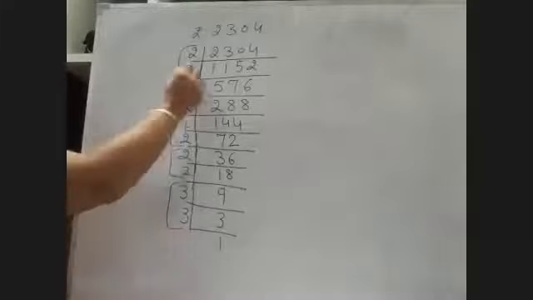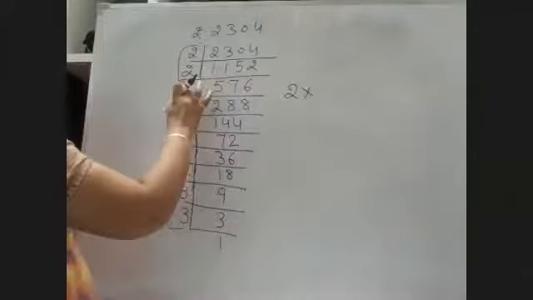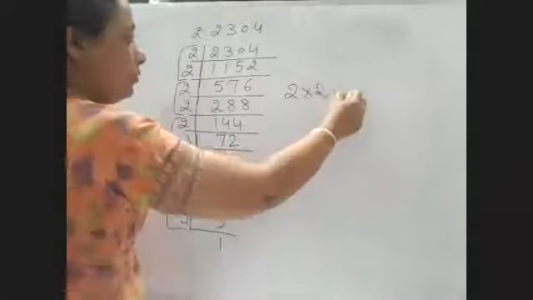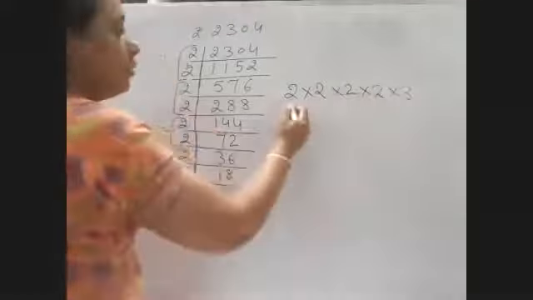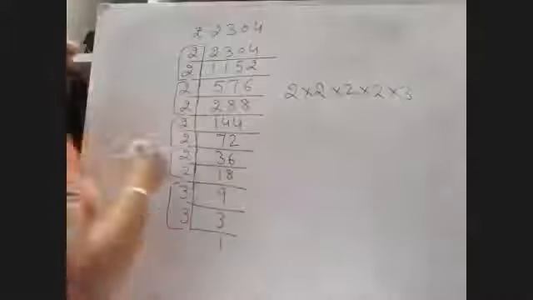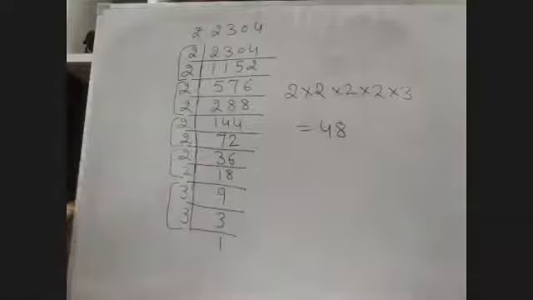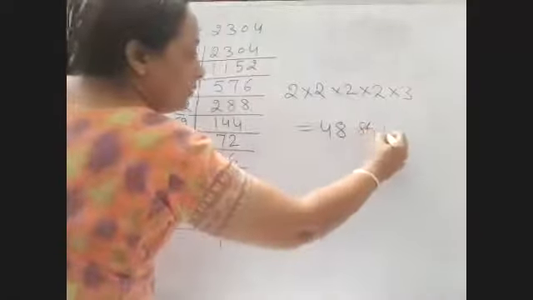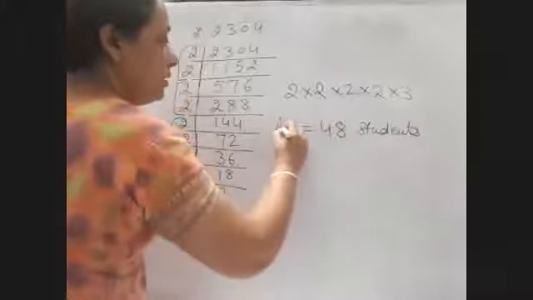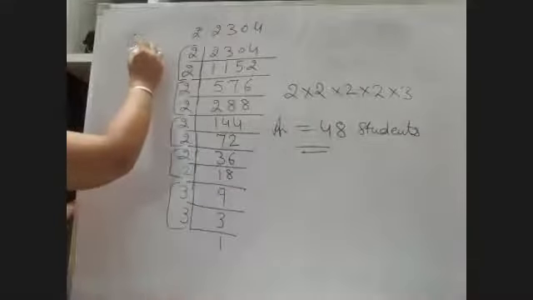So these are all the prime factors of 2,304. Now to find the square root, make pairs of these prime factors: first pair, second, third, fourth, and fifth. Now write 2 for the first pair, only one 2. Then in the second pair, again 2. 2, 2, and 3. Now 2 times 2 is 4, 4 times 2 is 8, 8 times 2 is 16, and 16 times 3 is 48. So it means there are 48 students in this class. So this is question number 9.